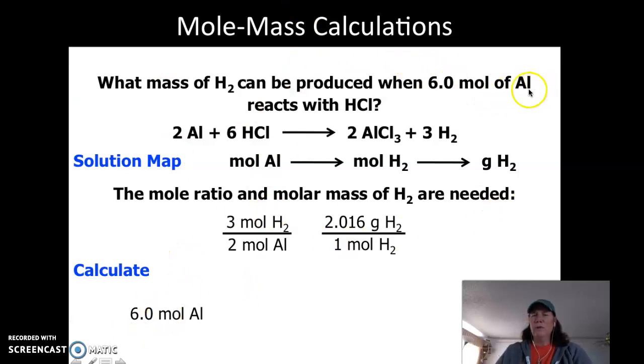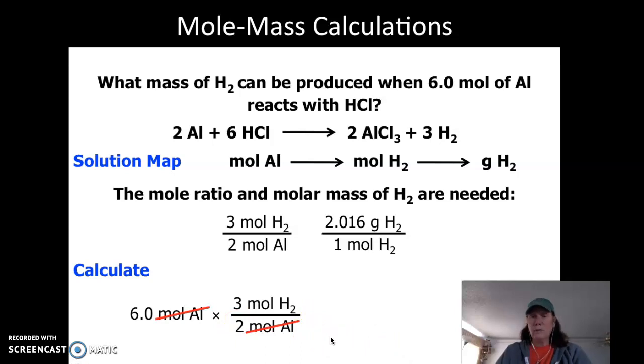Okay, write down what we know. We have 6 moles of aluminum. Now we want to get rid of moles of aluminum, so we're going to put that on the bottom, and we want to find hydrogen. Now it says mass, but before we can find mass, we have to find moles. One step at a time. So I put moles of aluminum on the bottom and moles of hydrogen on top, and then I look at my balanced equation. There's a 3, there's a 2. Okay, that makes sense.